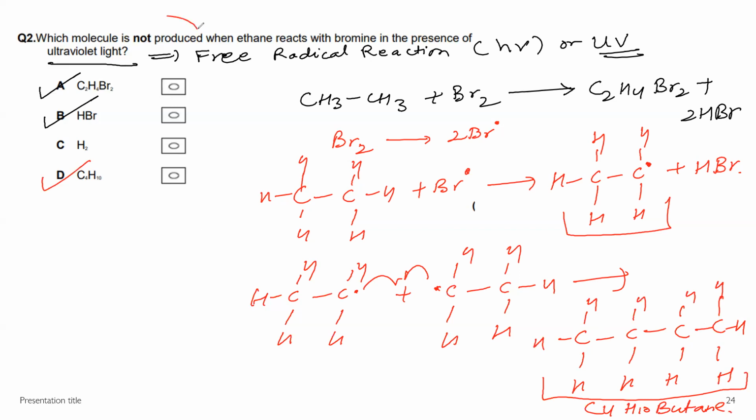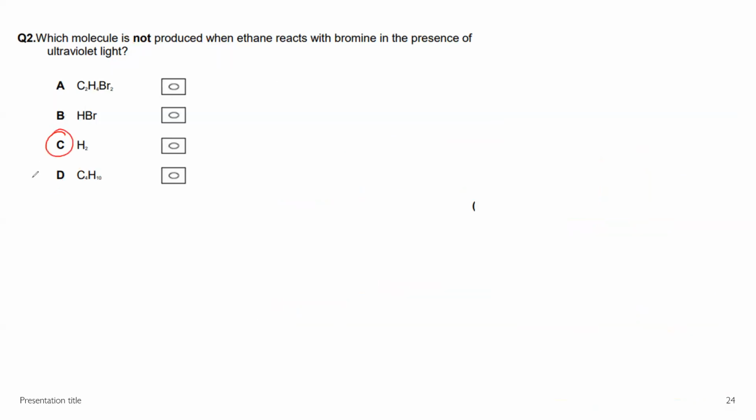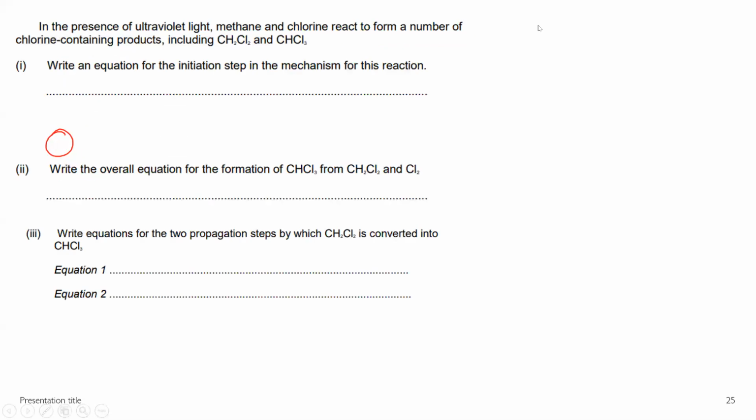So they are asking which is not produced. So H2 is not produced. So the correct answer is H2. Fine. Hope this is correct. So option C is our correct thing. Okay. Now let us see the next question.